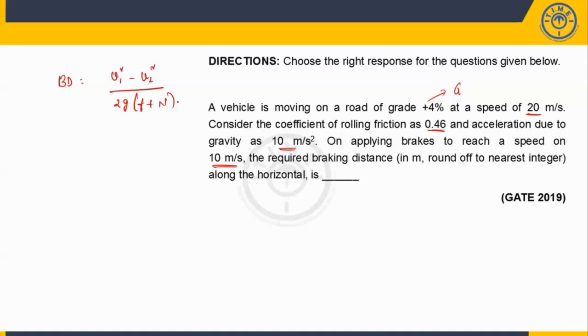Sir, 3.43. What is it? Breaking 20 square is 400, minus 10 square is 100, right? Sir, 2 into 9.8, let's take it as 10, he told you, into 4. This is 0.46 plus 0.04.